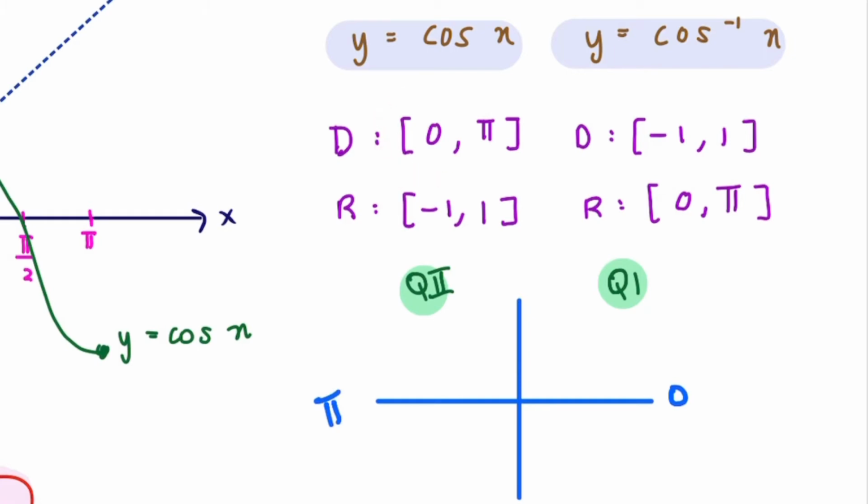The domain of 0 until pi, we only allow to be in quadrant 1 and also quadrant 2. So quadrant 3 and 4 do not exist here. When you are in quadrant 1, all are positive. When we are in quadrant 2, only sine is positive. That's why we have chosen the domain 0 until pi for our cos function. So when the value of cos is positive, we're confirmed in quadrant 1, and when the value of cos is negative, we are in quadrant 2.